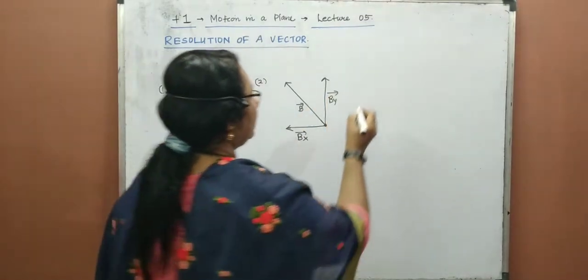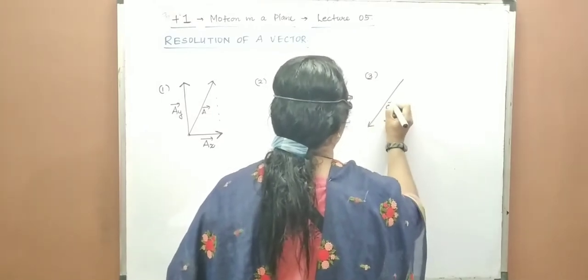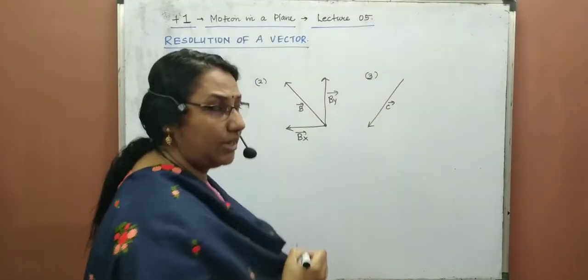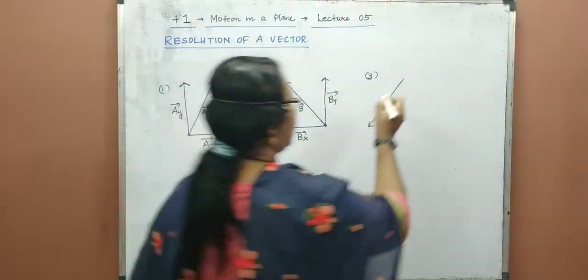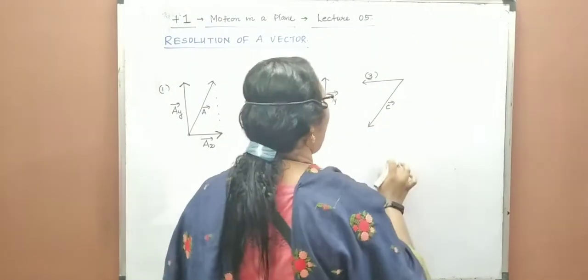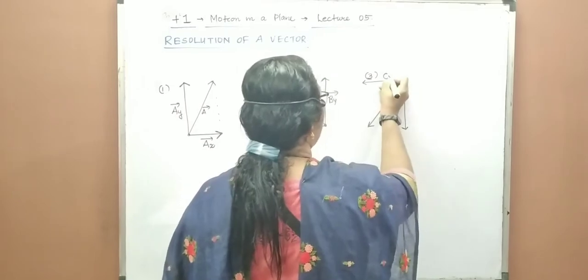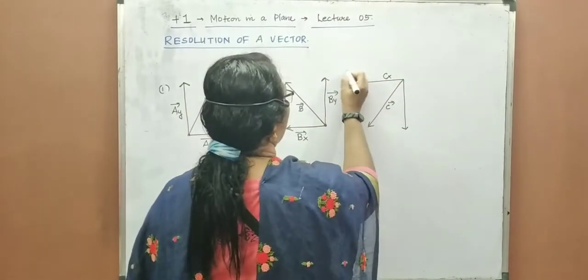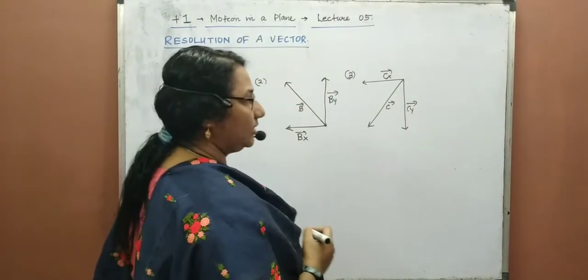Clear? The third vector, vector C, was given like this. This is vector C. How to take the x component, right or left? Tell me. Yes, surely towards the left up to this end. Up or down? Surely towards the down up to this end. This is the x component of vector C and this is the y component of vector C.